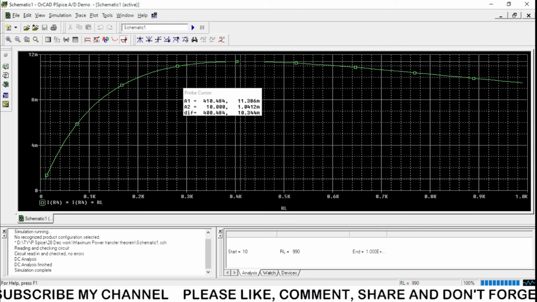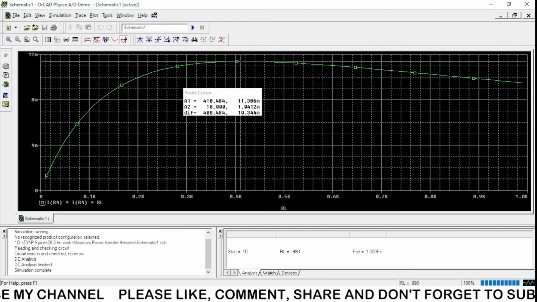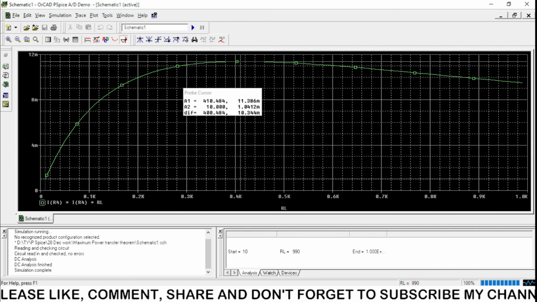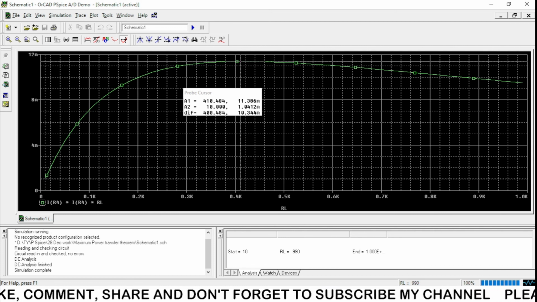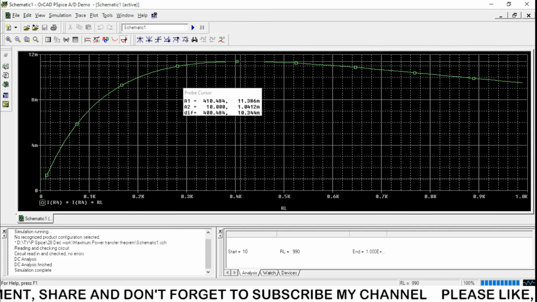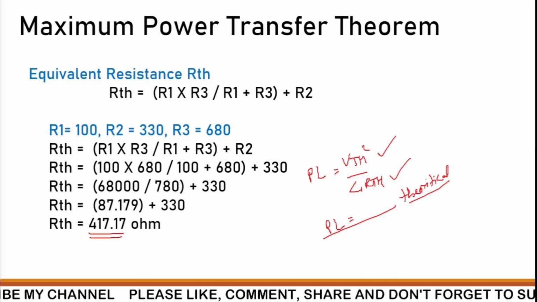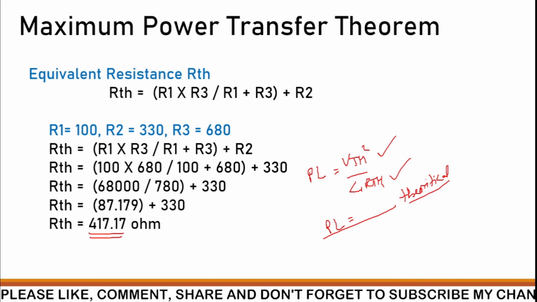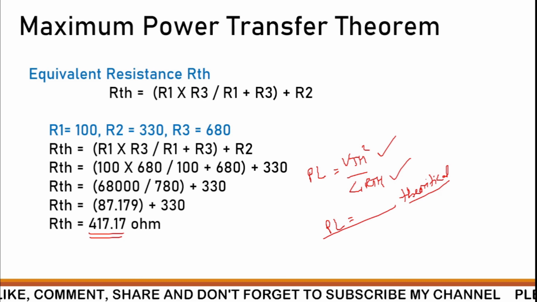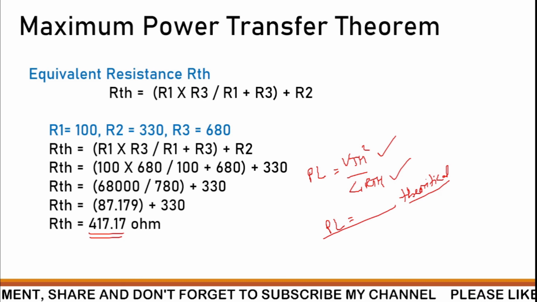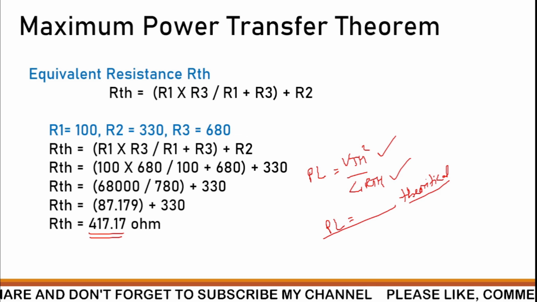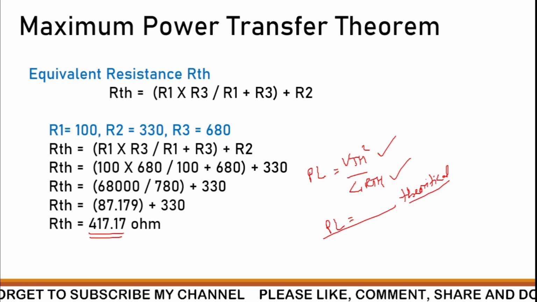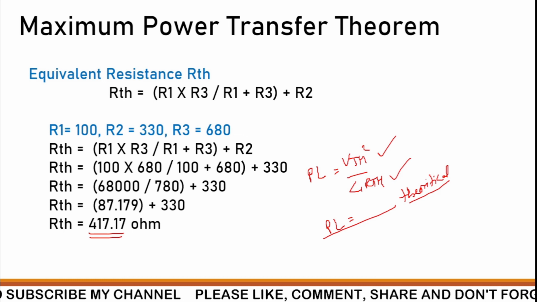Okay, so 410. What we are getting from the software is a 410 resistance. So this is the way you can do it in PSpice simulation to find out the maximum power transfer theorem. So theoretically we have 417 ohm. In software we are getting 410, and in actual laboratory practice we are getting 427. If we draw the graph, you will see the resistance lies between 400 and 430. So this is the way you can prove the maximum power.